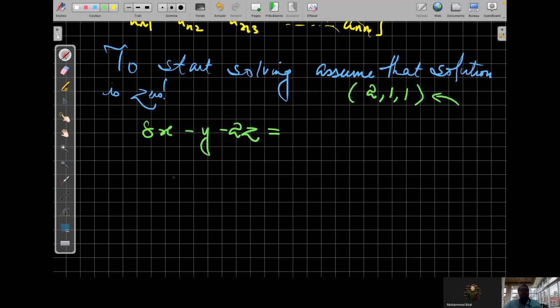Okay, 8x minus y minus 2z. So now if I substitute 2 here, what will happen? This will become 16, 16 minus 1, 15 minus 2, that is 13. All right, let us write another one. So I'm saying 2x plus 10y minus z. So 2x will become 4 plus 10, 14 minus 1, and that will also be 13 here, no problem.